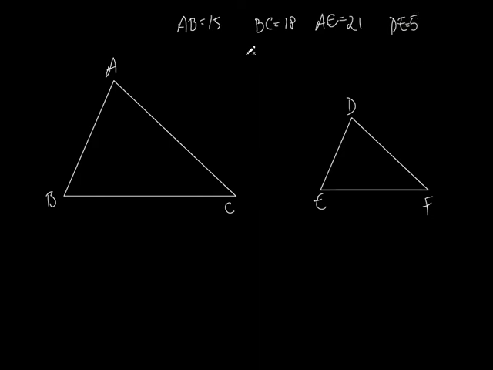Okay, so let's put some stuff in here. AB is 15. BC, that's this bottom one right here, which is 18. AC, which is 21. That's that one right there. And then DE is 5. And they're asking you to find the perimeter of DEF. Find the perimeter of this triangle. Which means I got to find what?